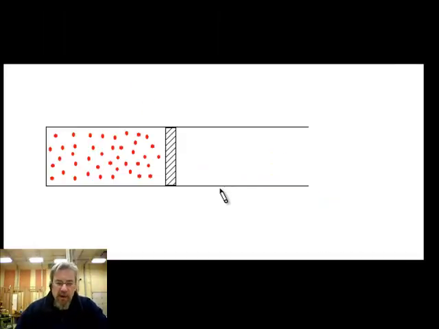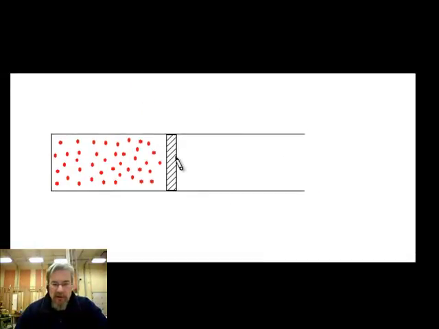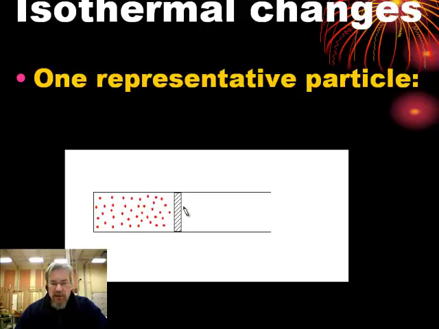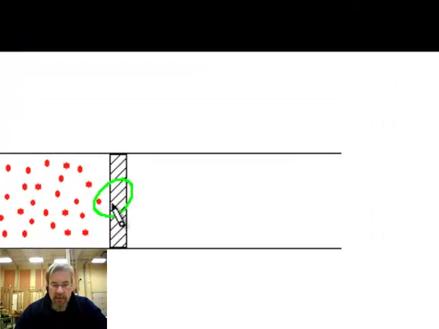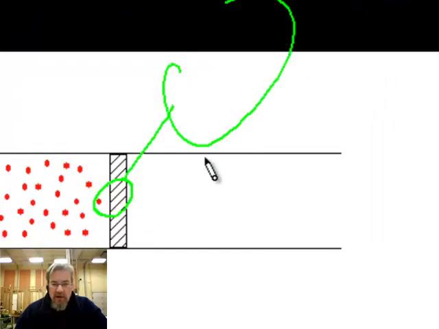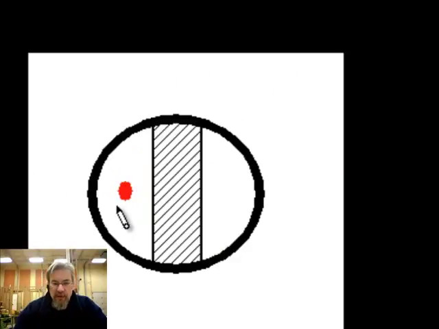Let's take a look at one representative particle in this container and look at what it's doing during this isothermal change. That's the particle that we want to look at. We're going to magnify and look at a large-sized view of that individual particle. Remember, it's in constant random motion. It's moving around. Here's our blown-up view. Here's the particle right there. This is a little segment of the piston.